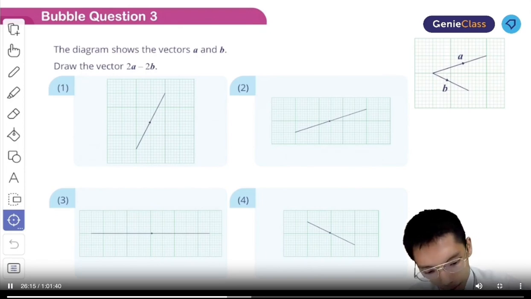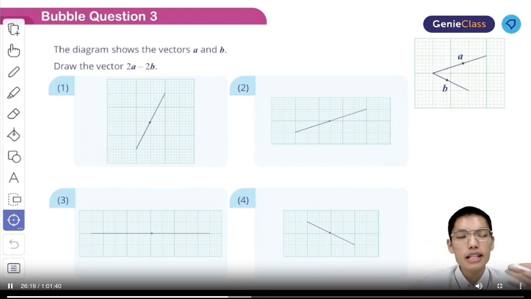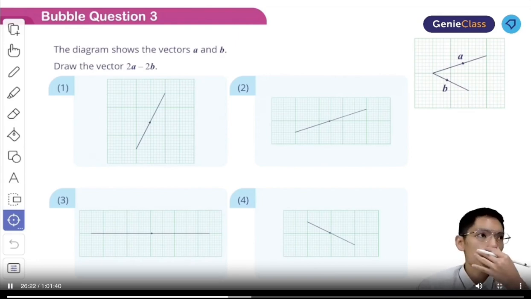Okay, so take note, this is vector A, this is vector B. What is 2a minus 2b? Which vector looks like it? Okay, this is quite a hard question, I would agree. Last 20 seconds, give it a shot.